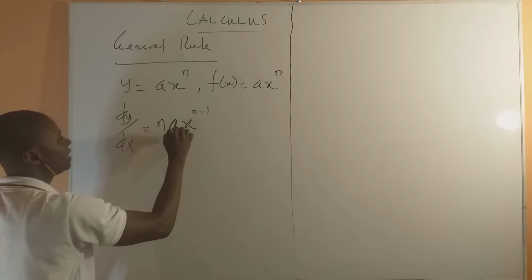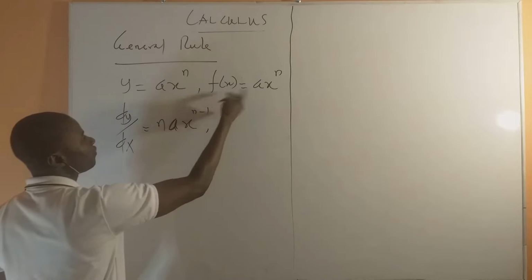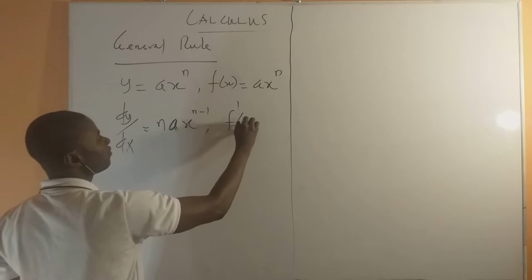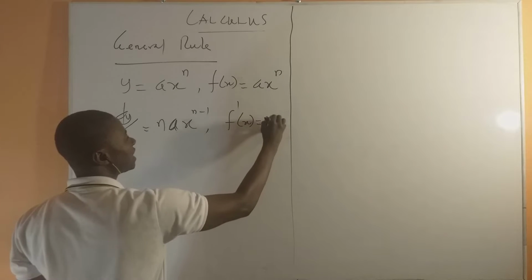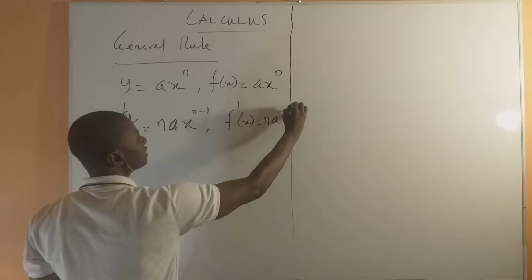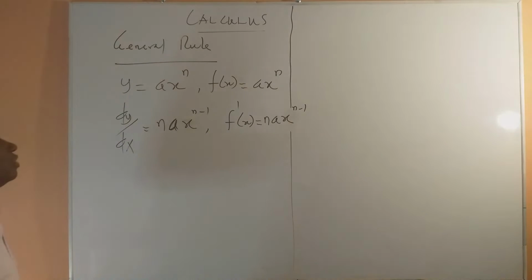Now if the function is f of x, then instead of dy dx, you write f prime of x, and this is equal to the same approach. N times a will give us na, then your variable is x, then you subtract 1 from the exponent, so you have n minus 1. So that's the general rule for differentiation.